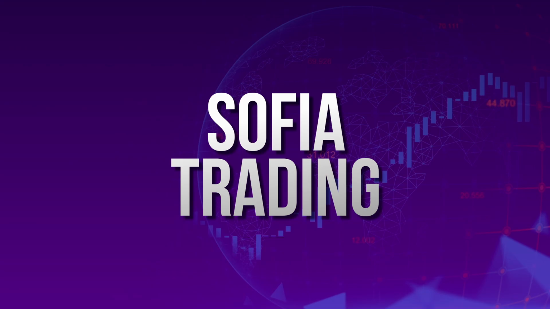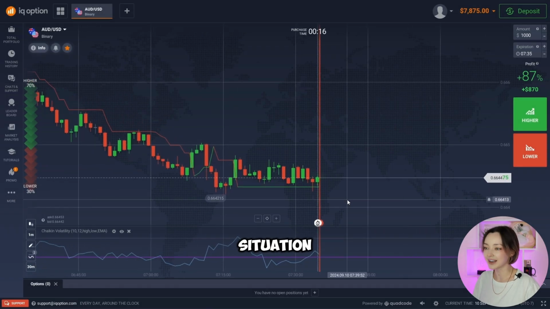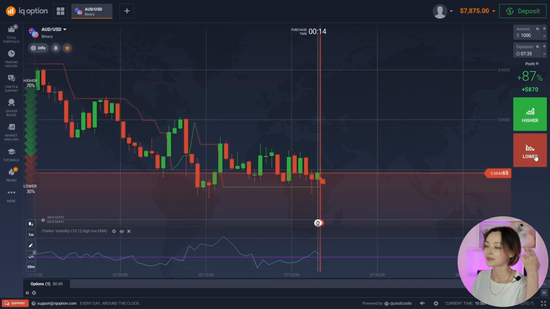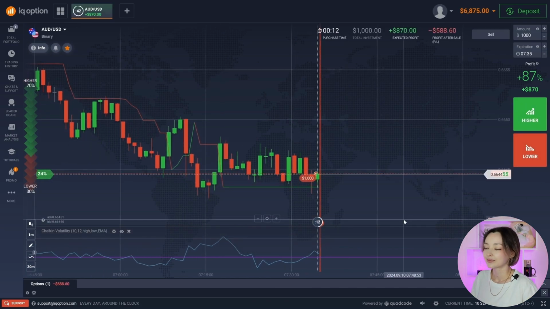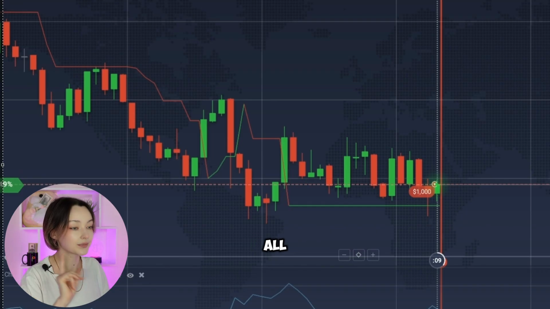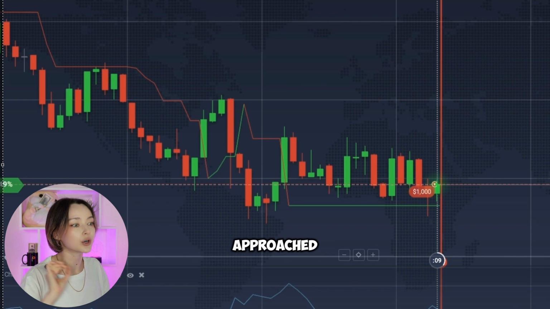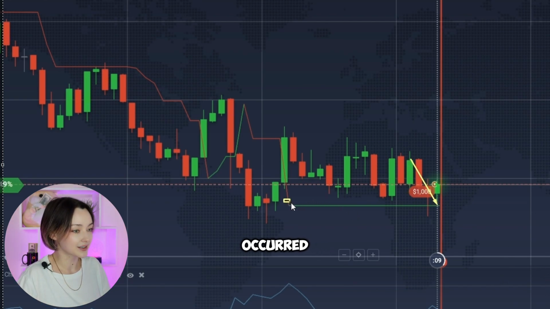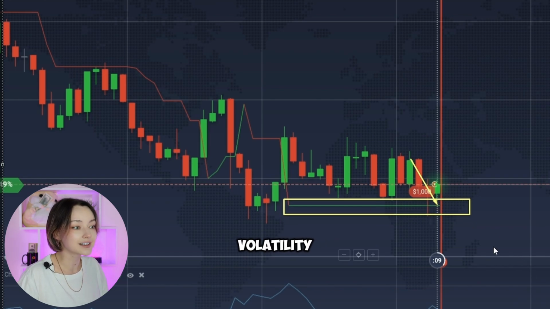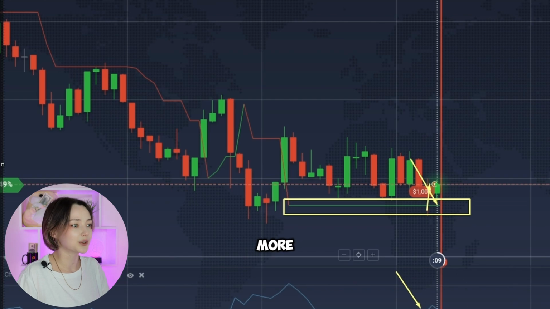So I found the first situation, I opened the trade downwards. Now let's see what we can note here. First of all, I can see that the price has approached our support level. From that support level, a pullback occurred. And I can see that volatility has increased as the price approached this level, and it's still positive. So yeah, I think a pullback is more likely since volatility is so high.